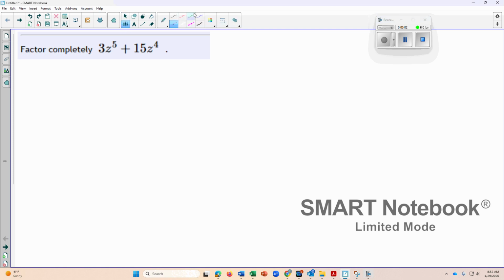Okay, so here it says factor completely. So we're looking at this, we're trying to see what they have in common, what multiples they have in common. And so z to the fifth power, what that means is that's just z being multiplied together 5 times, right?